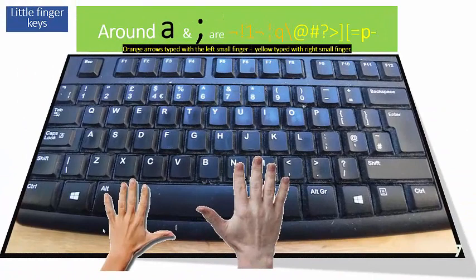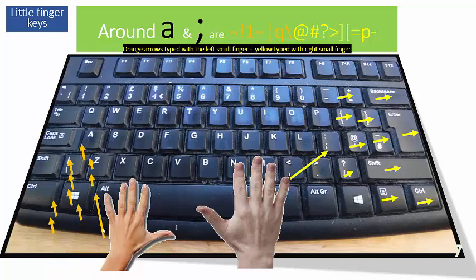Some fingers work very hard, the little fingers on each hand. If you look at the right hand, the little finger is expected to reach for all these. If you look at the left hand, the orange arrows point to the things the little finger is expected to reach. Remember, you can keep your finger on the F key for the left hand and the J key for the right hand while you're stretching with the little finger.